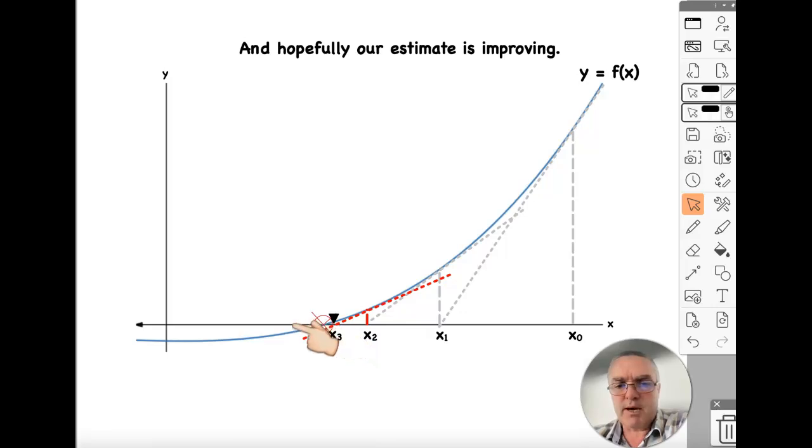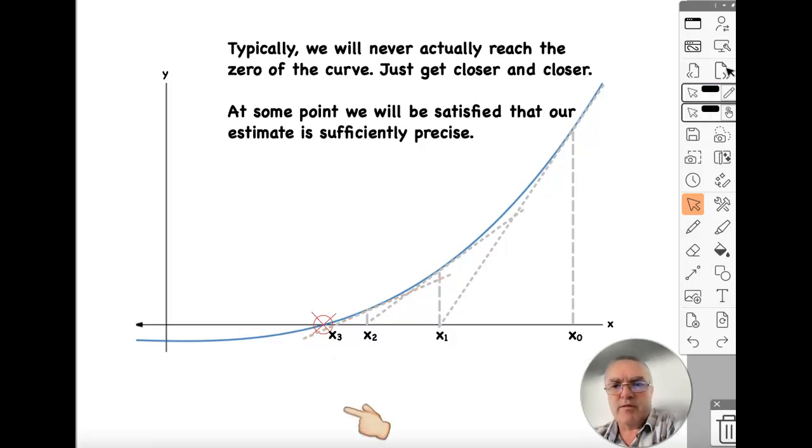We'll never actually pass that root, so it's only going to get closer and closer. So in other words, our estimate is improving. Typically, we never actually reach the zero of the curve. We're just going to get closer and closer. Theoretically, there will always be some distance between the actual root and our estimate, but at some point, we'll be close enough. We'll be satisfied that our estimate is precise enough, and we can stop.